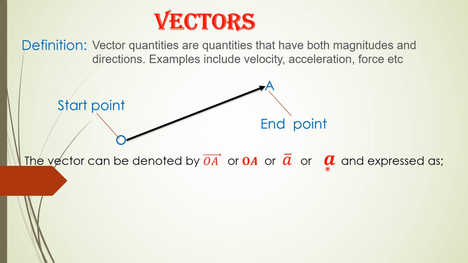Now, our vector OA can be expressed in terms of unit vectors i and j as OA being equal to xi plus yj, or we could write OA as a column vector (x, y).